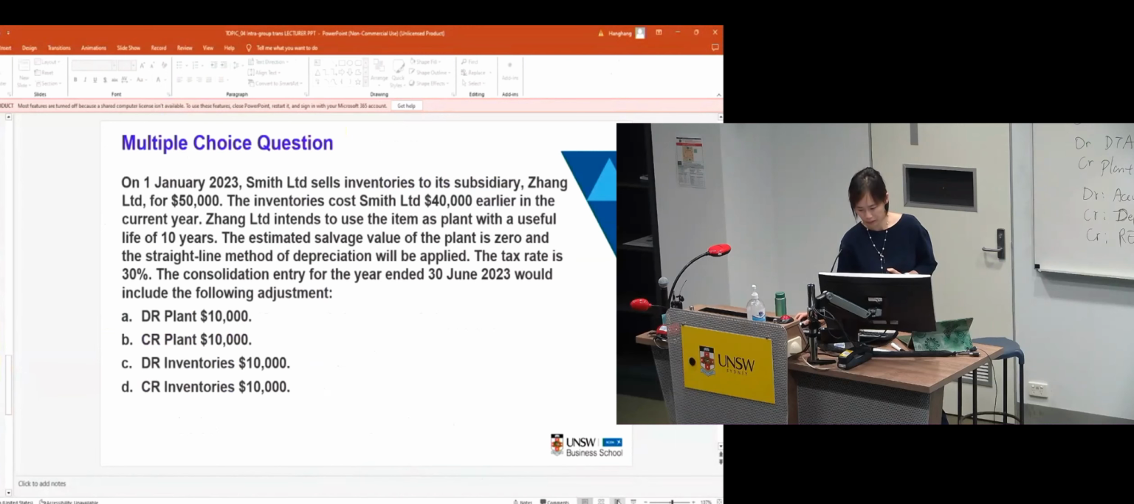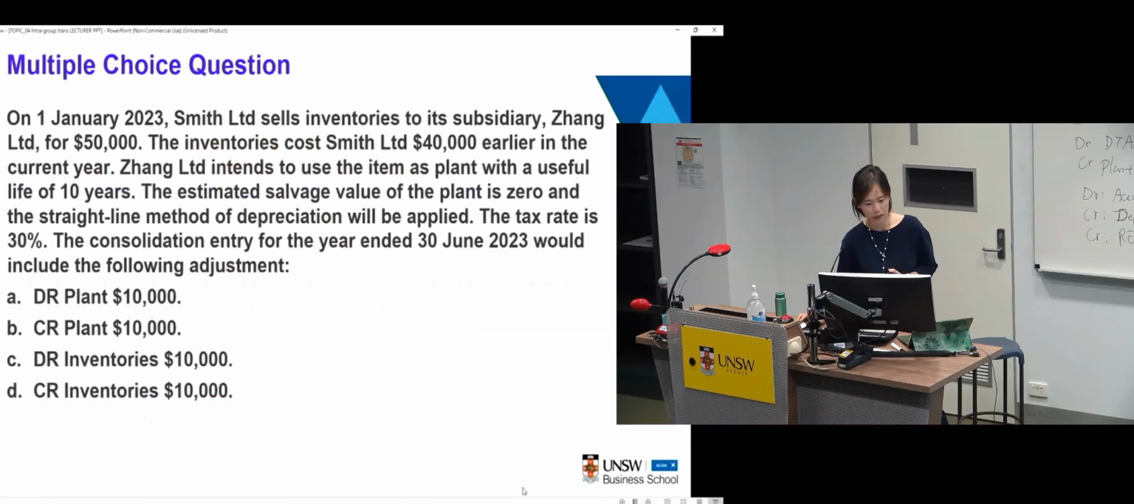All right, now you can do some exercise to test yourself whether you understand these or not. Let's look at this MCQ question.